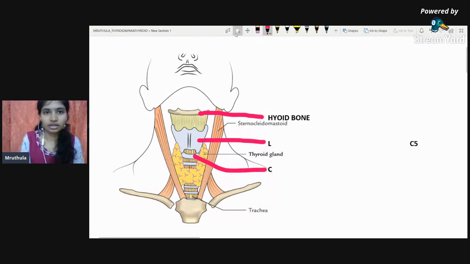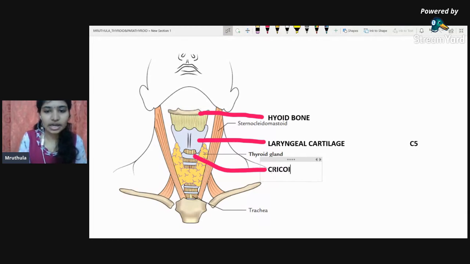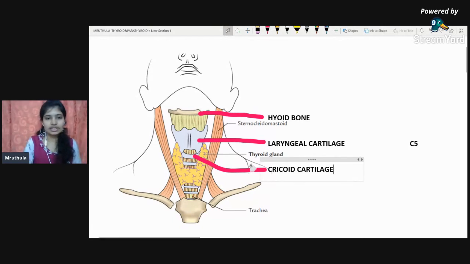Laryngeal cartilage. And below that, what you see, I've marked it there, it is the cricoid cartilage. Yes. So these are three important structures you need to know.